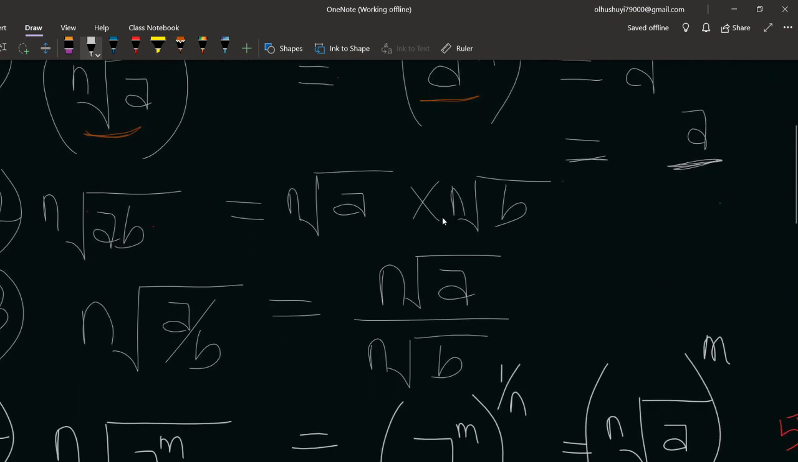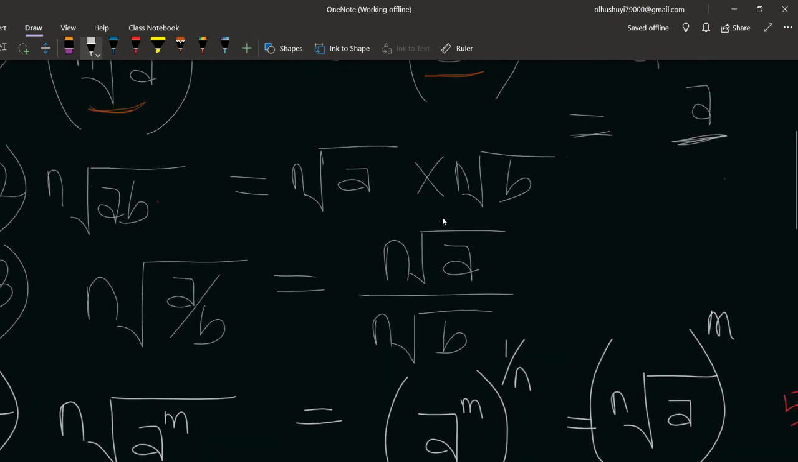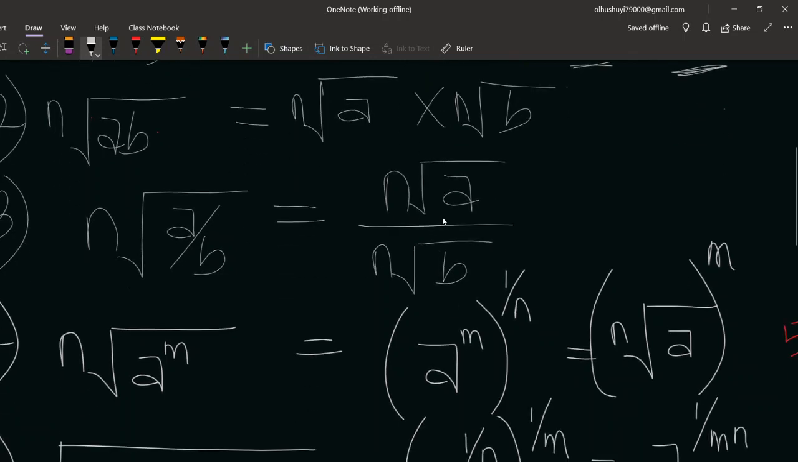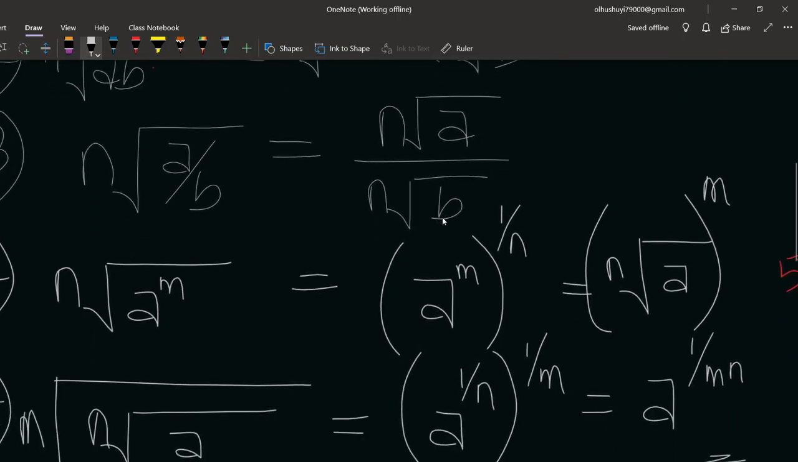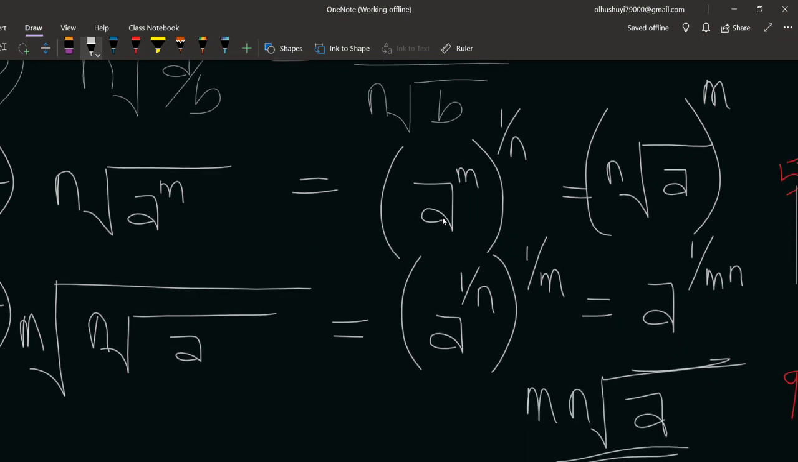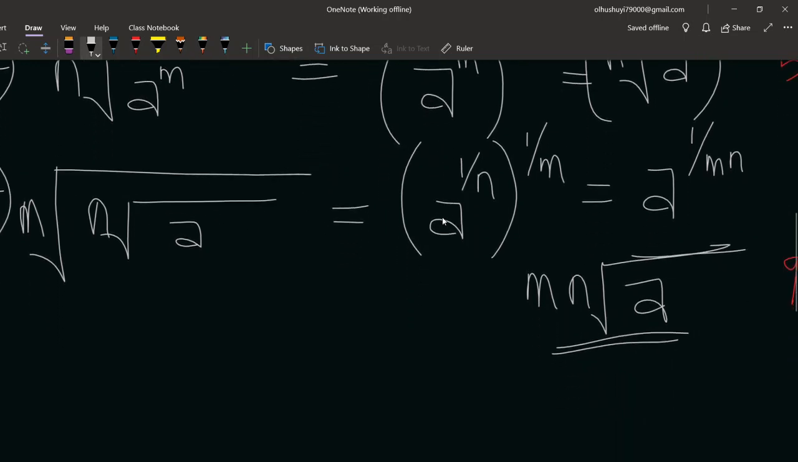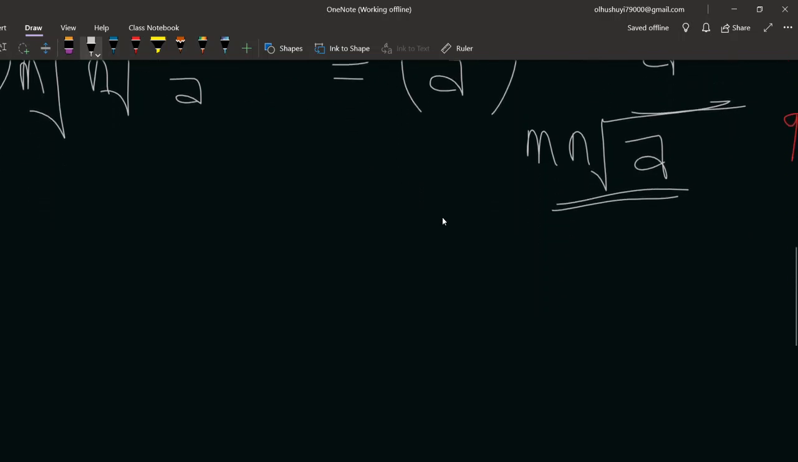1, the nth root of A to the power n is A. The nth root of AB can also be taken as the nth root of A times the nth root of B. The nth root of A divided by B can be taken as the nth root of A divided by the nth root of B. The nth root of A raised to the power m can be taken as what? The nth root of A all raised to the power of m. The mth root of the nth root of A can be taken as what? The mn-th root of A.